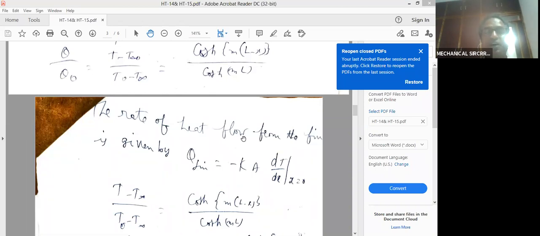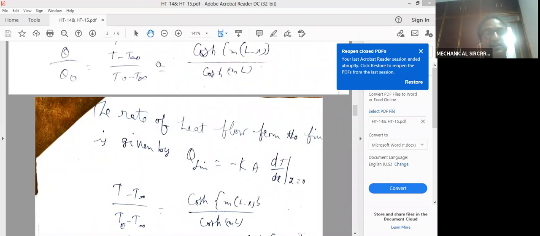So yesterday we derived the temperature distribution equation for an insulated fin. When the fin is insulated at the end or at the tip, what are the boundary conditions? First boundary condition, at x is equal to 0, temperature T is equal to T naught, or theta is equal to theta naught.